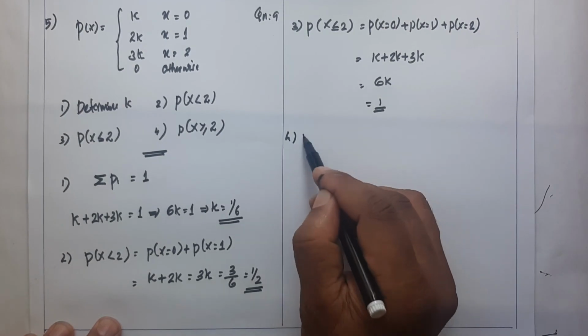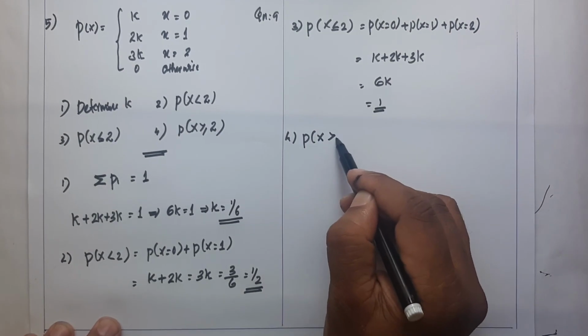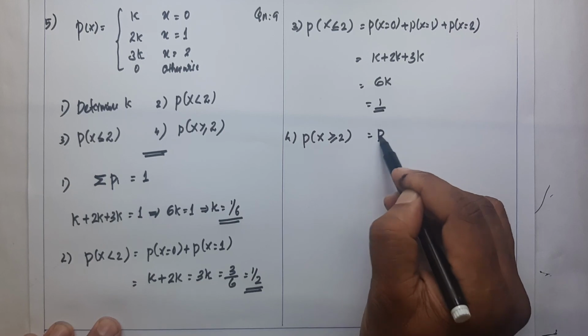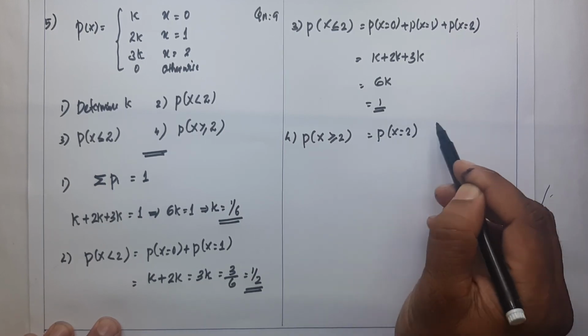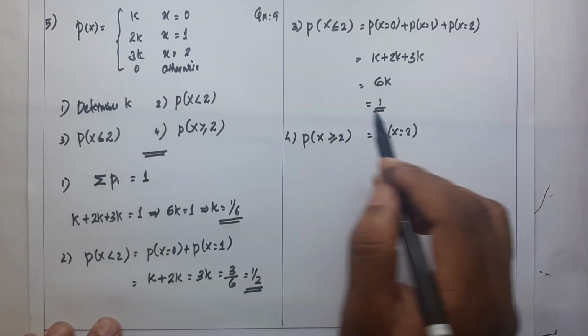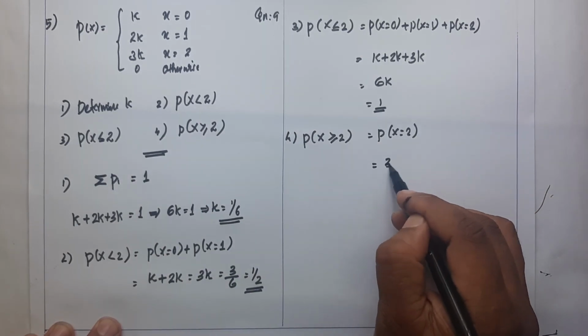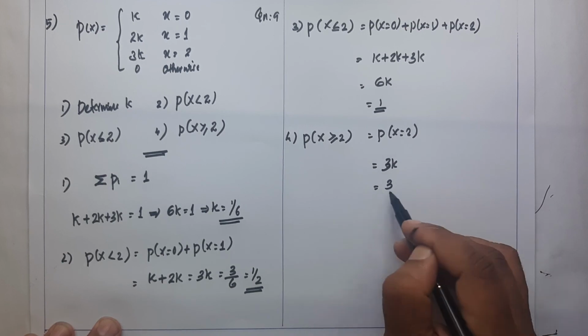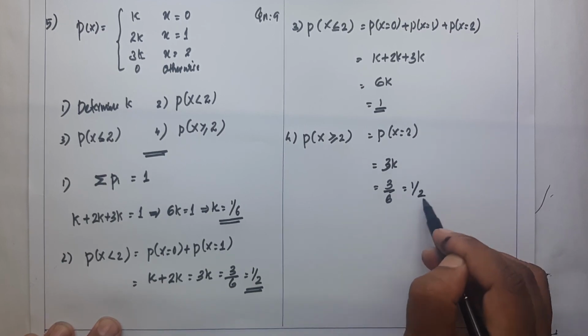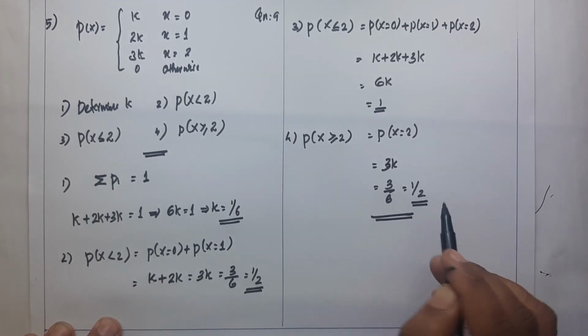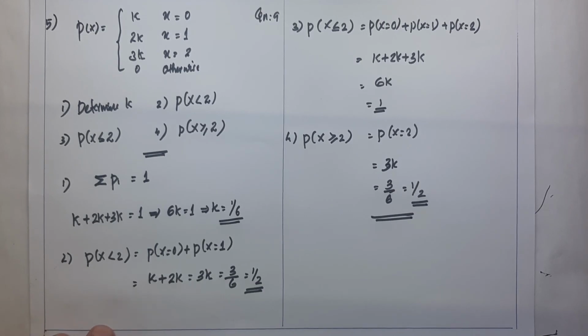And our fourth question is P of x greater than or equal to 2. That means P of x equal to 2, and x equal to 3 etc. are 0. Their corresponding probability is 0. So we only take x equal to 2, that is 3k, equal to 3 into 1 by 6, equal to answer is 1 by 2. That's all. Okay, these are all some important questions based on probability distribution.